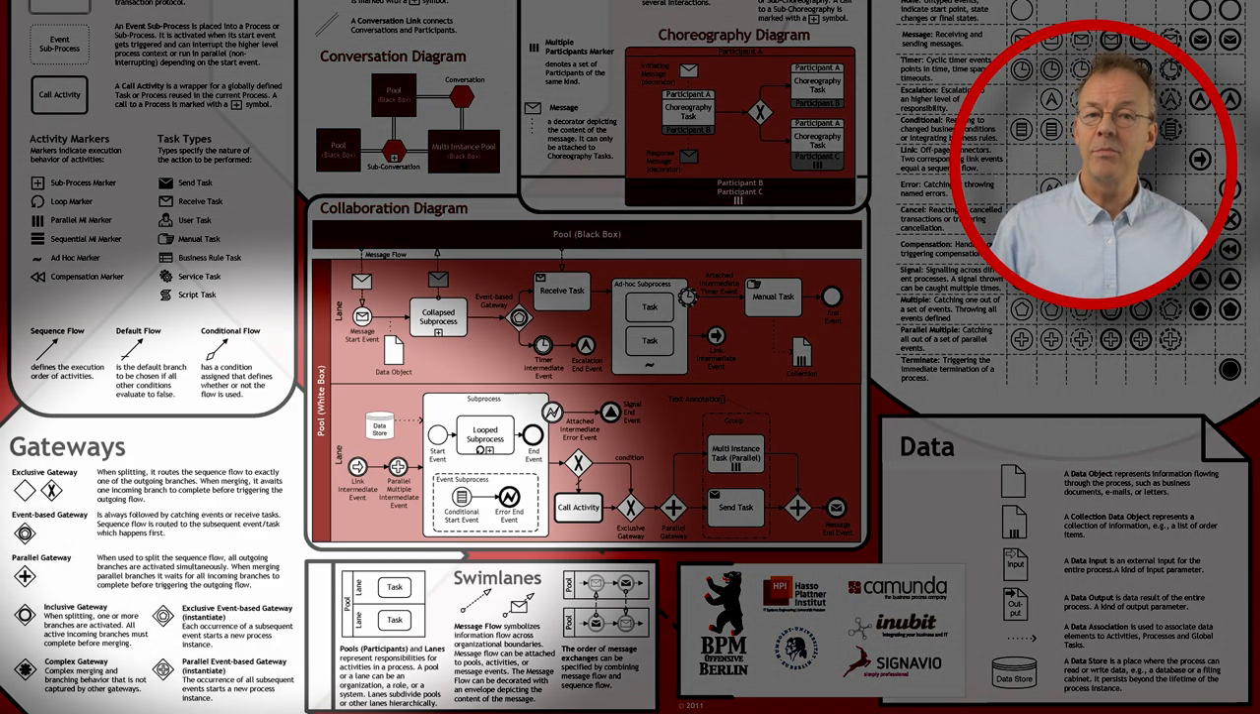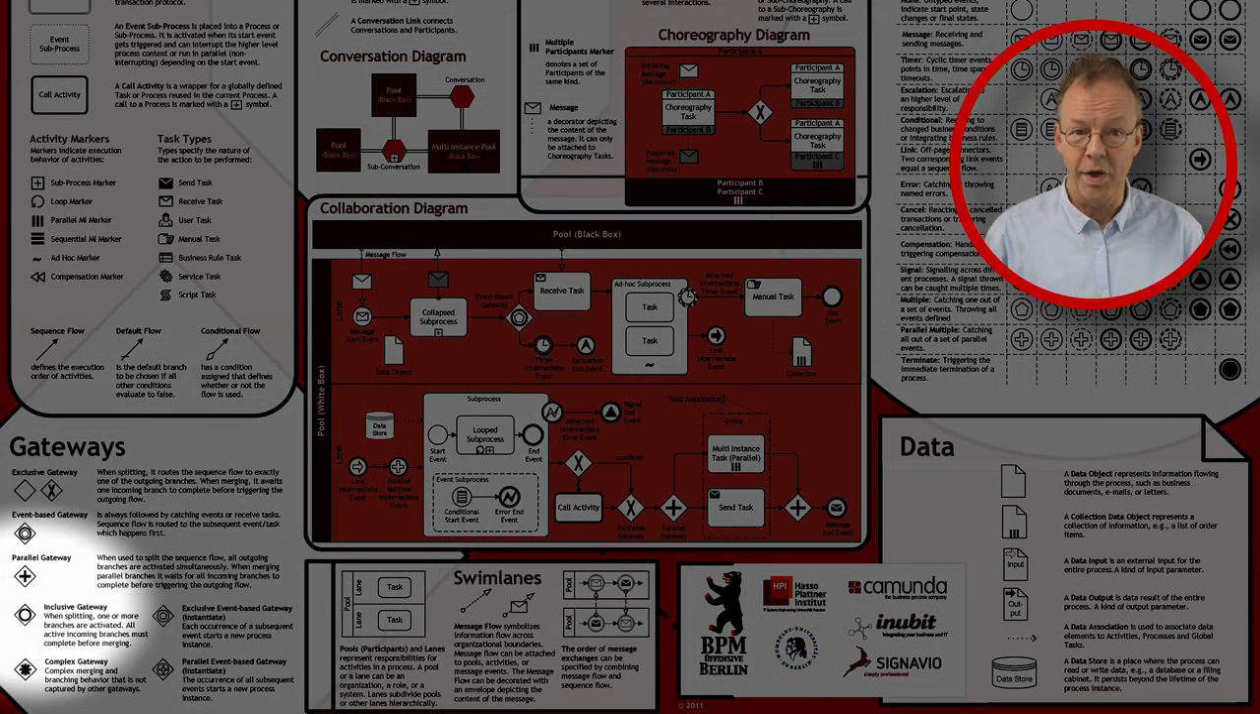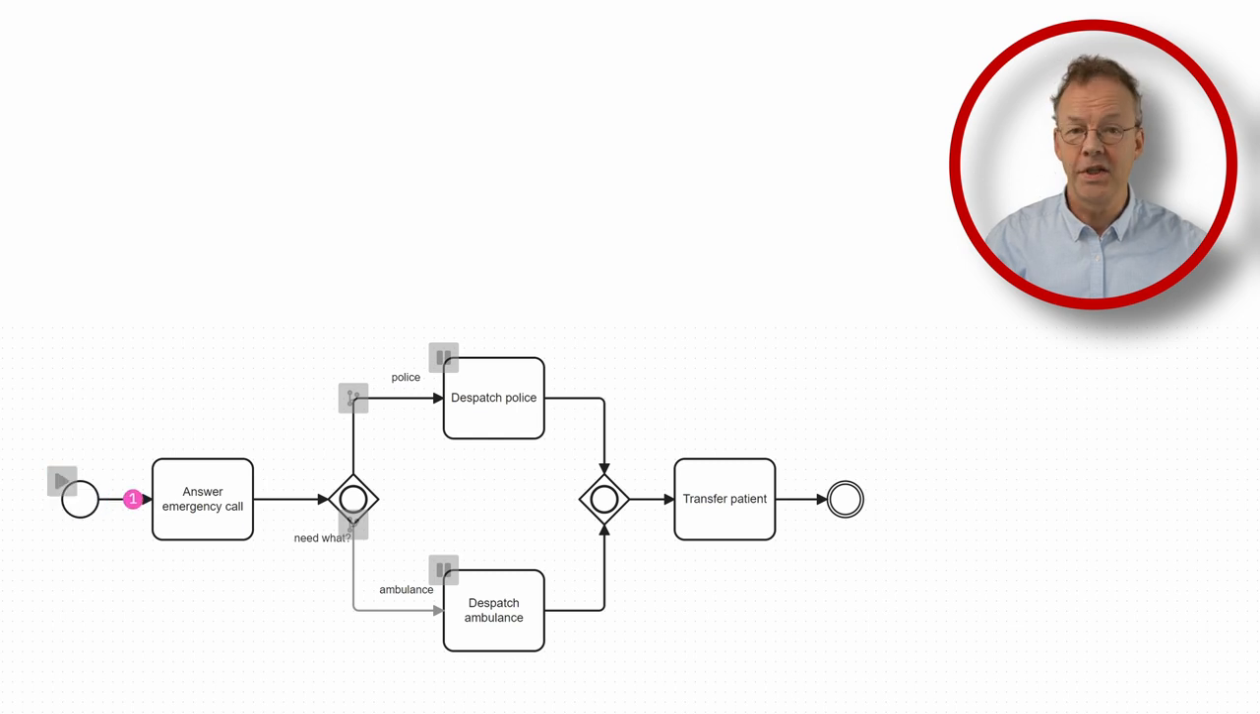In BPMN, we can model this with a joining inclusive gateway. So we start here, answer emergency call, and we just choose police. So we dispatch the police, and then the synchronizing merge, the OR join goes to transfer patient. In the next case, we will choose both.